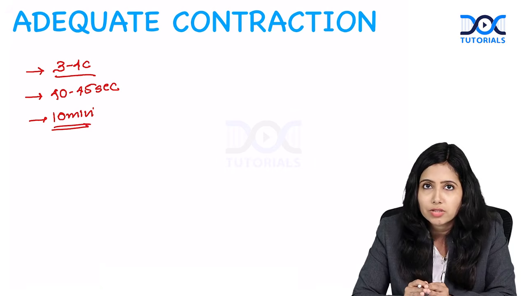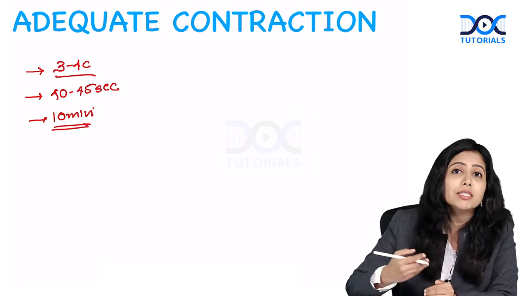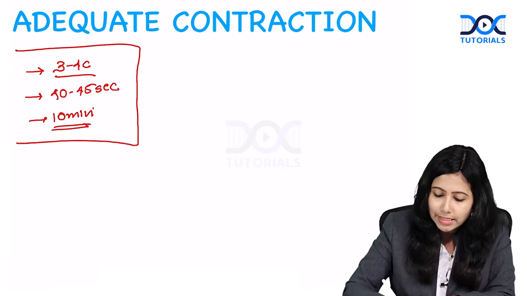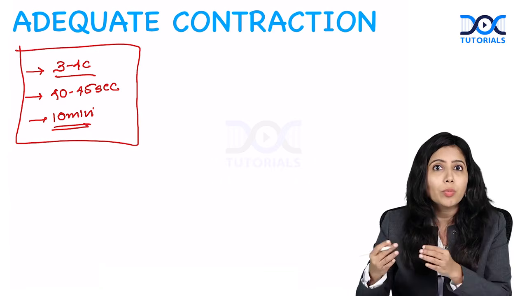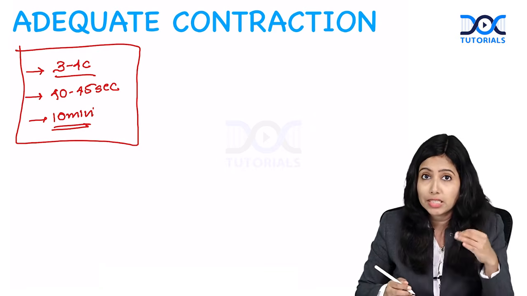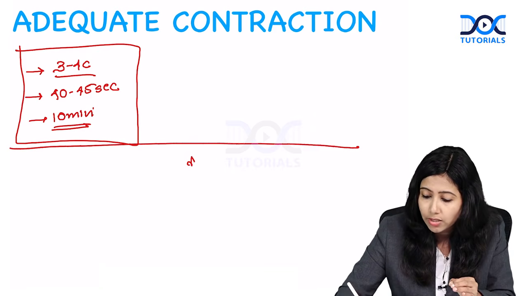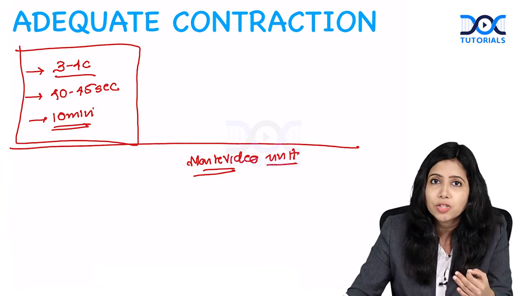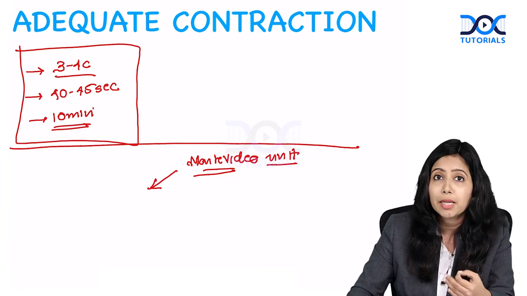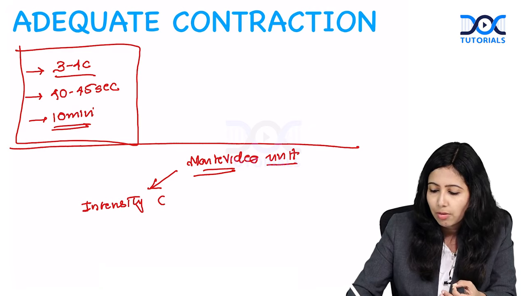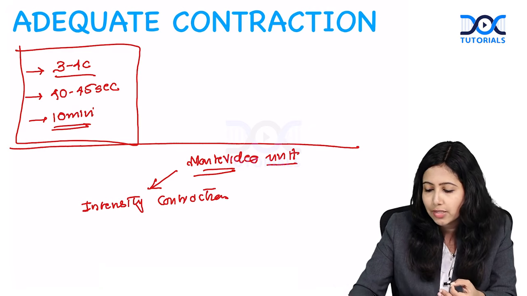This is what we are clinically judging. But with a tocometer, by measuring the contraction, we can assess exactly how much it is. This is known as Montevideo units. It is basically the intensity of contraction multiplied by the number of contractions.